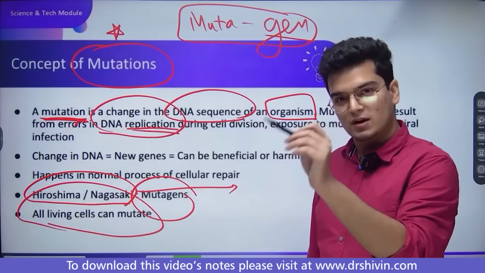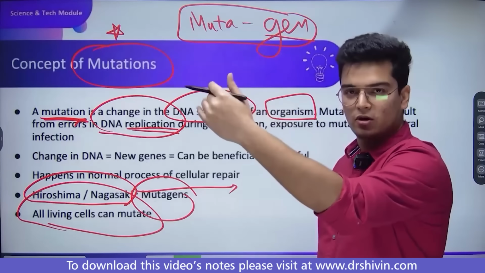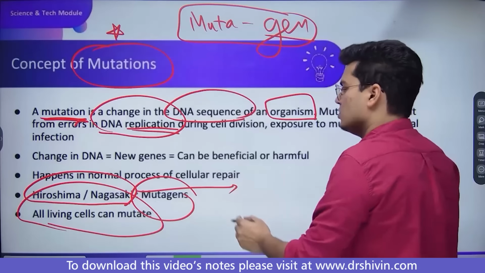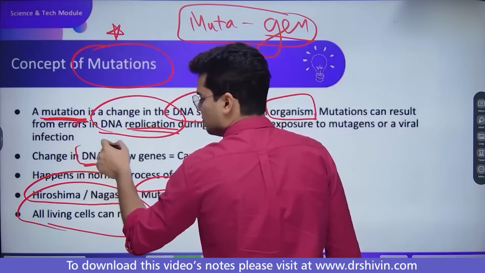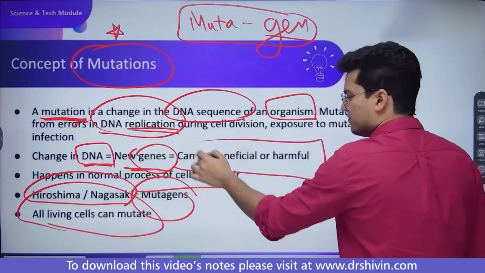When viruses mutate, they form new strains like beta, delta, omicron. कल पढ़ेंगे। Change in DNA due to mutation will lead to new genes. Now these new genes can be beneficial also.